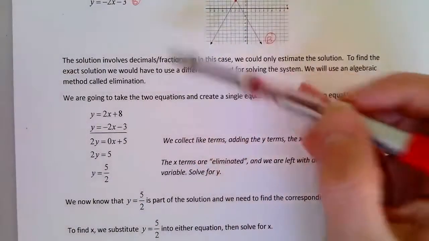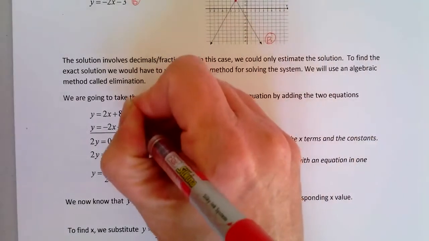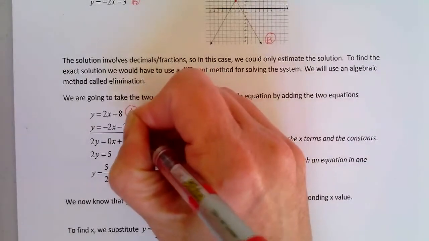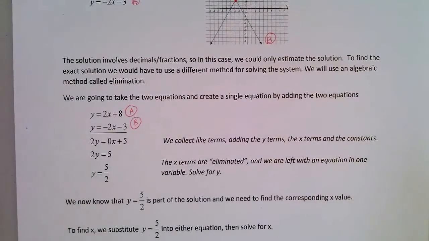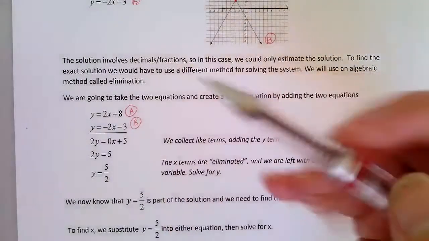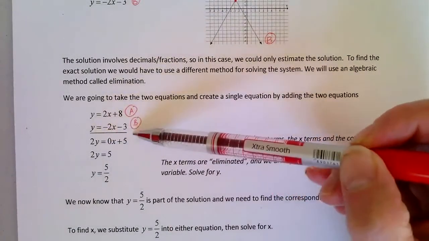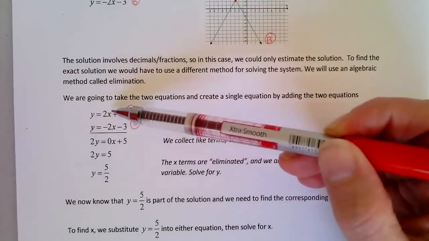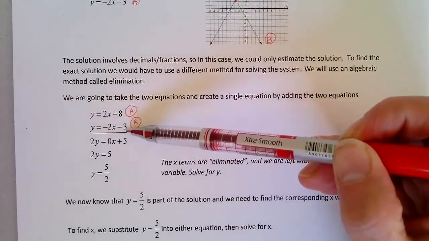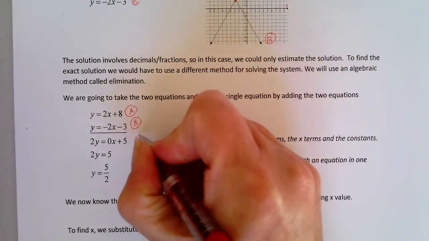So going back to the example up above, y equals 2x plus 8 was our first line A, and our second one was y equals -2x minus 3. Now what we're going to do is add these equations together, and create a single equation. So right now, the way it's written, if we draw a line underneath, all our y terms are lined up, and our x terms and our constant terms. And that makes it easy for us to then add.